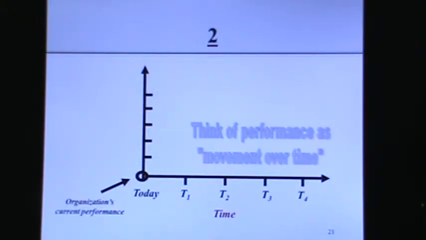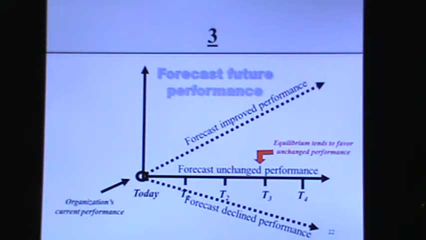Then you add the x-axis, and along the horizontal x-axis you put time. And so we think of performance as movement over time. So if today we're at the y-axis and that's 0 or whatever number we are at today, we expect to be able to use data like this to monitor movement over time. And as you can guess, as you start plotting your data, you're either going to improve your performance, it's going to stay the same, or it's going to go down. Sometimes going down is not a bad thing. Sometimes it's a good thing, especially if you're dealing with an issue that you want to decrease. And so you can look at that and just recognize that equilibrium in organizations really tends to favor unchanged performance.